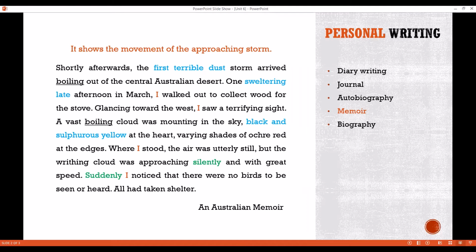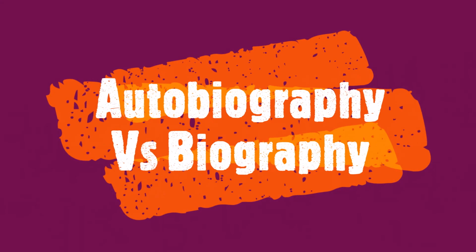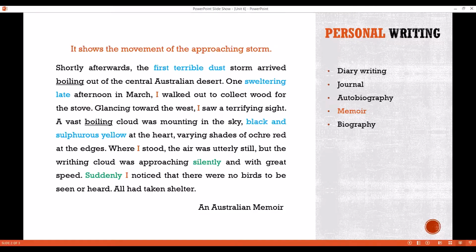But journal writing is something bigger than the daily routine. It is about your life. Auto means self, right? Biography means somebody's life. It is again life, somebody's life, personal writing going on. For example, if you're writing about my life, it is biography. And if I'm writing about my own life, then it is autobiography.